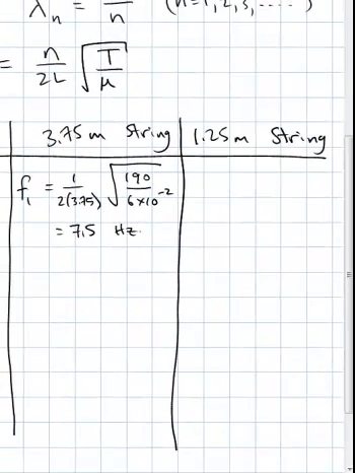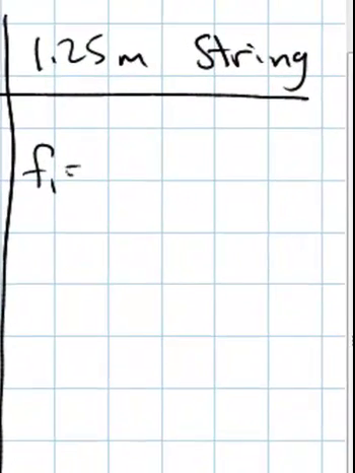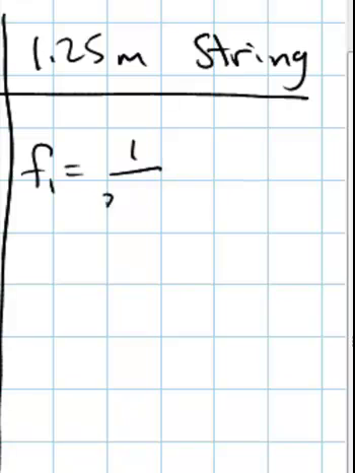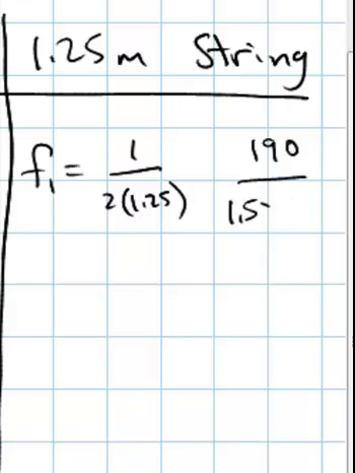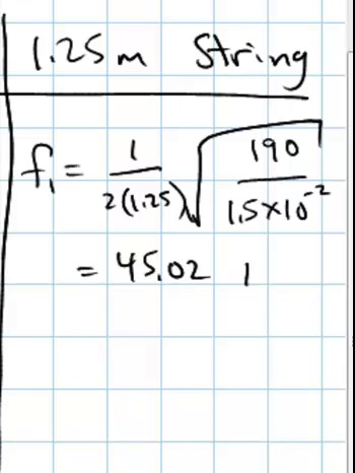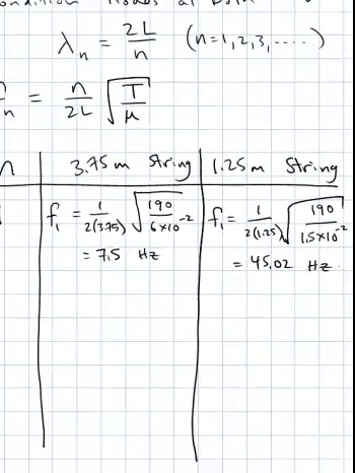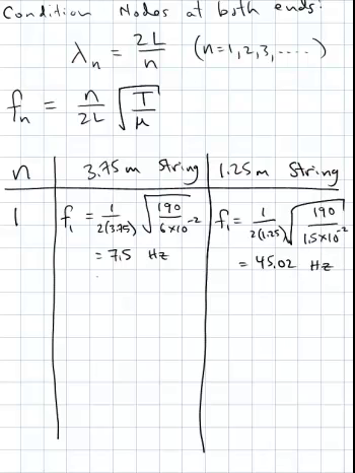And I'll do the same thing for the other string. And n is 1, 2 times the length, 1.25 meters. The tension is given. Tension is the same in both strings. They're connected together. And the density is a little less, right? 1.5 times 10 to the minus 2. And I've got 45 hertz, 45.02 hertz. So that's a lot bigger than my frequency for the 3.75 meter string.